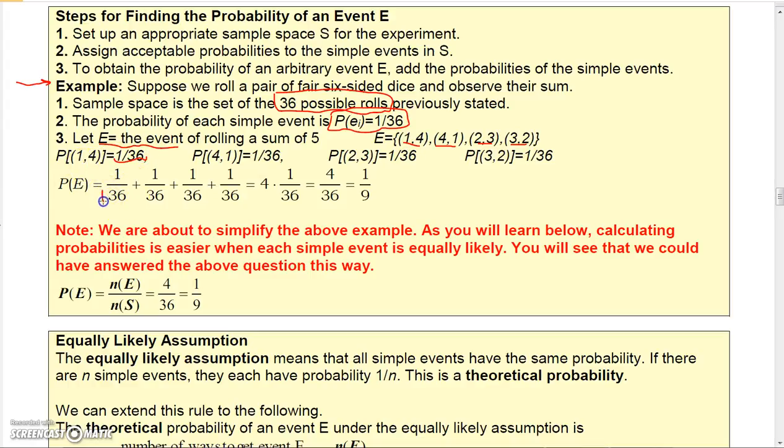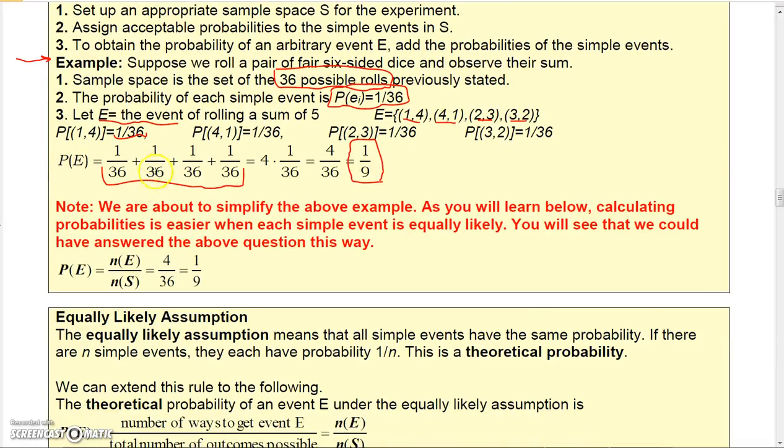So if we add up those 4 simple events, we'll actually get 4 out of 36, which is 1/9. So that would be the probability of rolling a sum of 5.